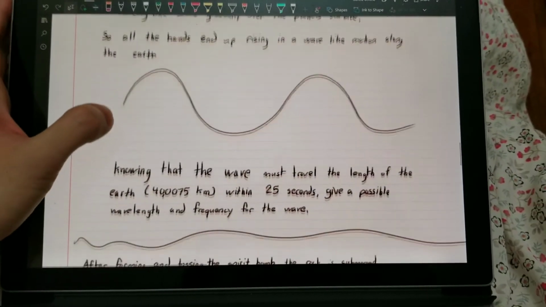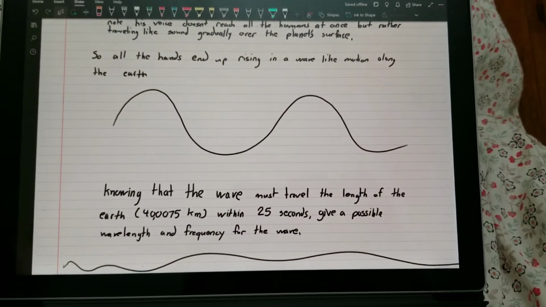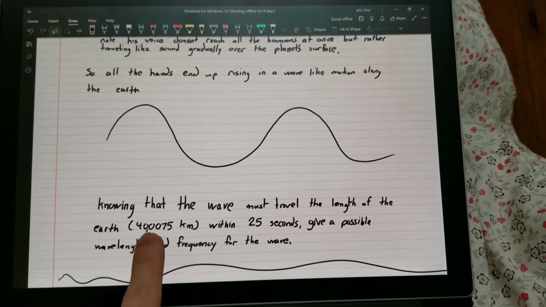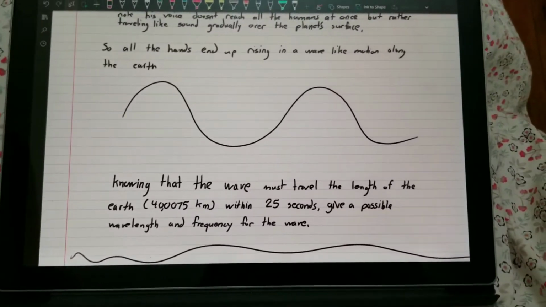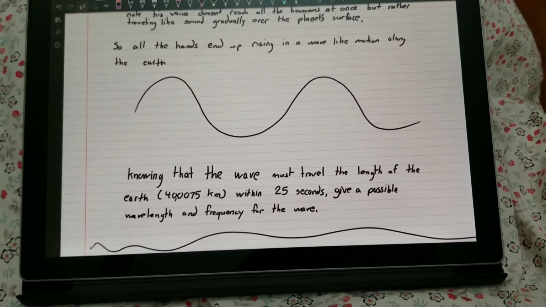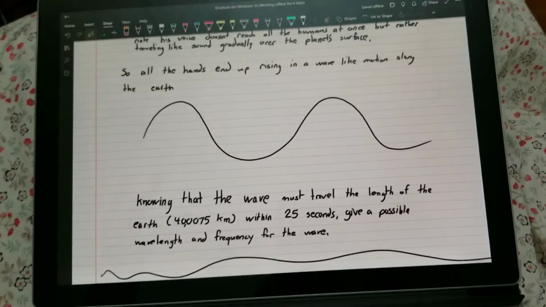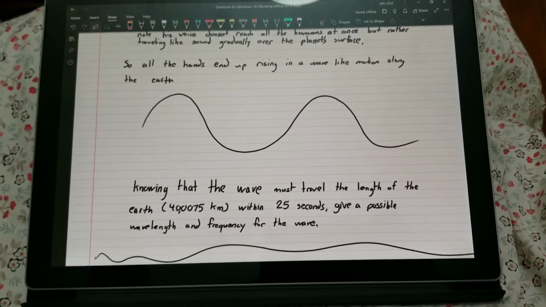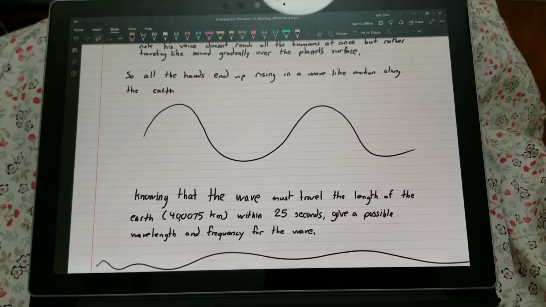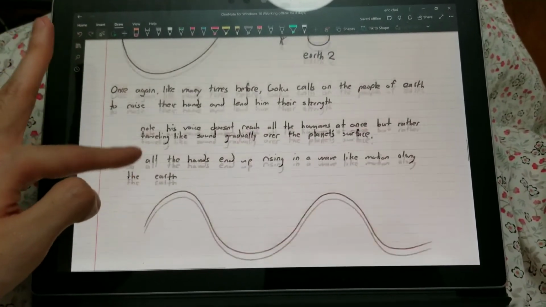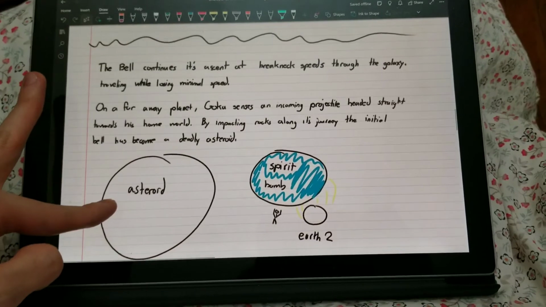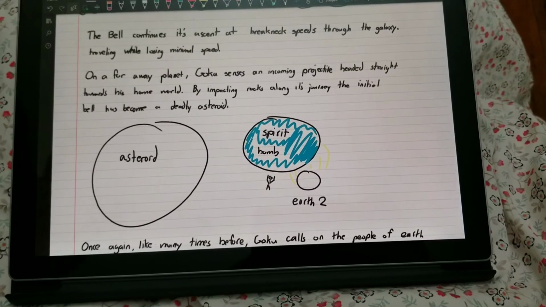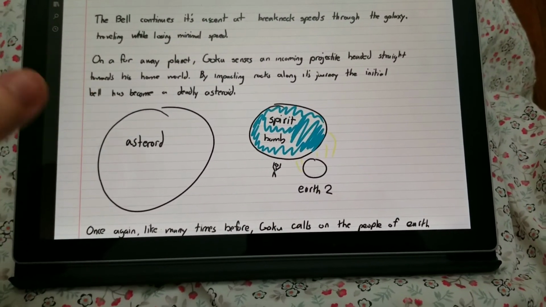So if you know that the wave must travel the length of the Earth, which is 40,075 kilometers, within 25 seconds for him to have enough time to create the ball and toss it at the incoming projectile, give a possible wavelength and frequency for the wave that will pass those prerequisites. Also a note: as the asteroid was flying, it impacted many projectiles and slowed its speed a bit, but instead it compacted itself into a bigger asteroid rather than just that one little bell at the very start.